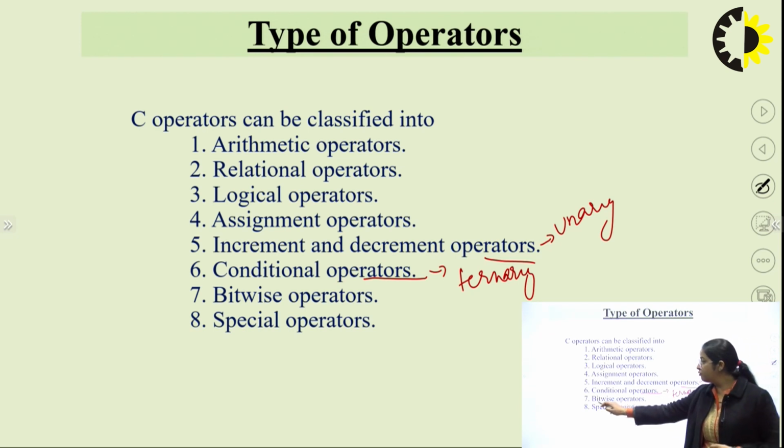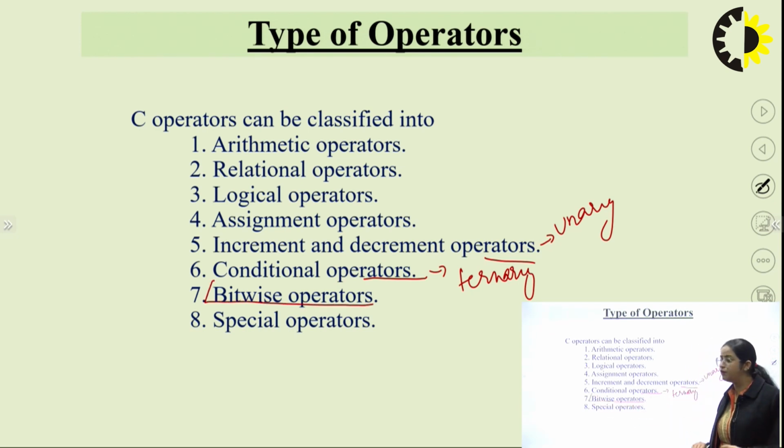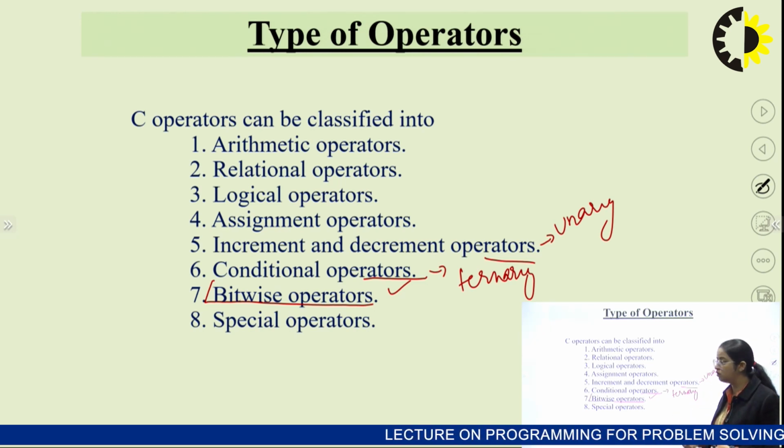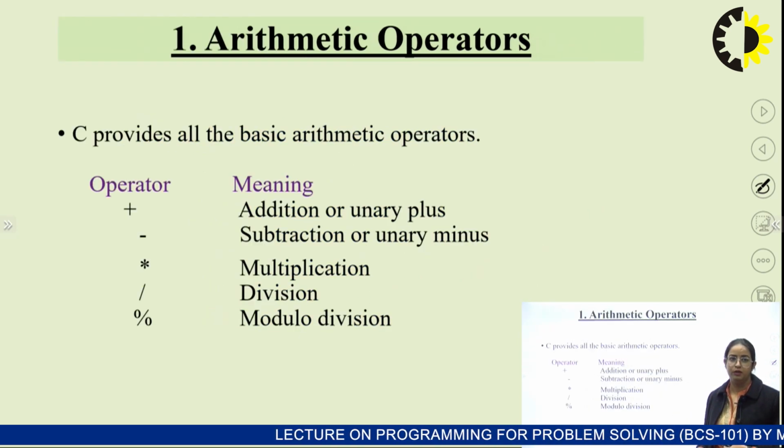Then we have an important type of operators, the bitwise operators. These are a very important category of operators. Then we have some special operators, and in this lecture we will also see these special types of operators. Now first is the arithmetic operator.